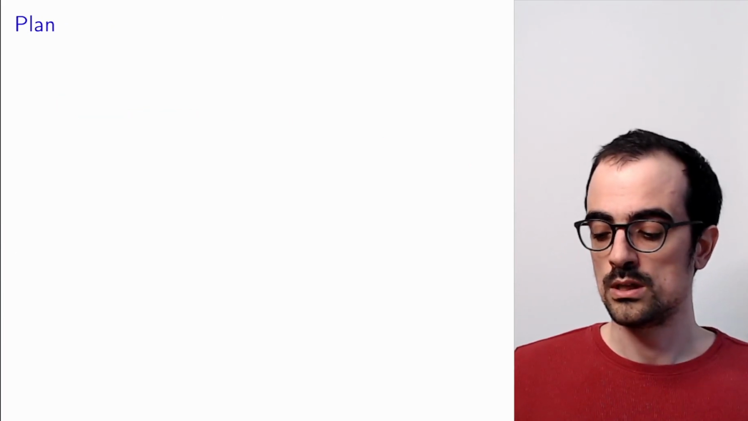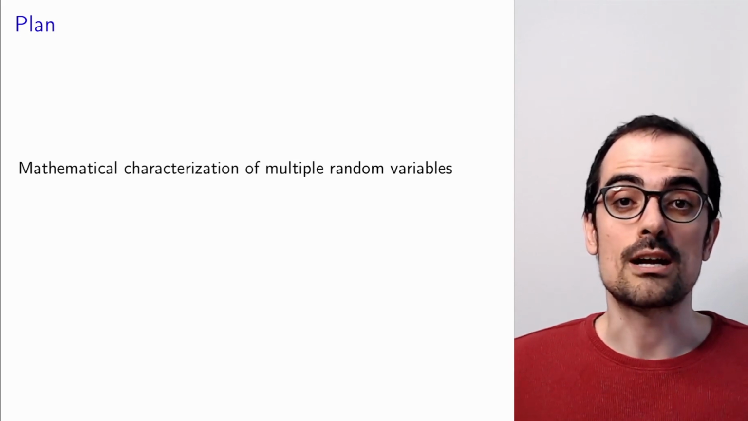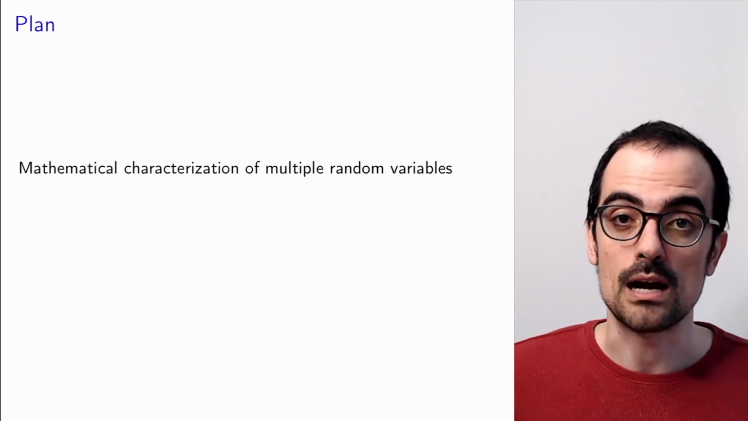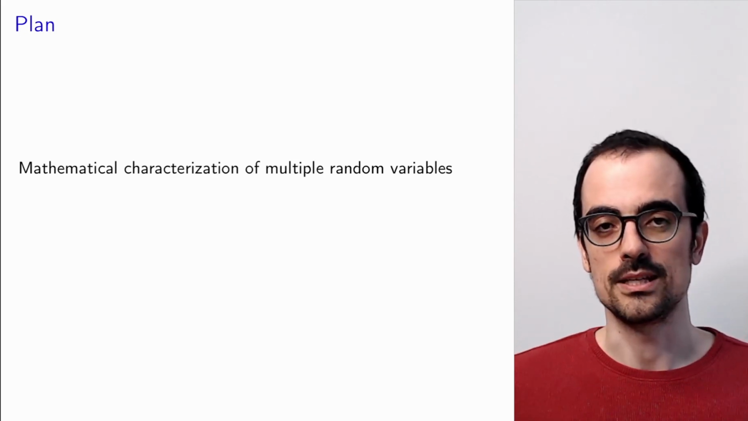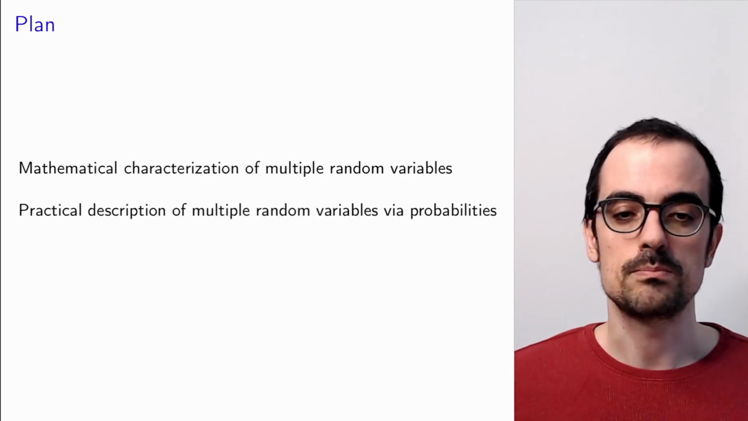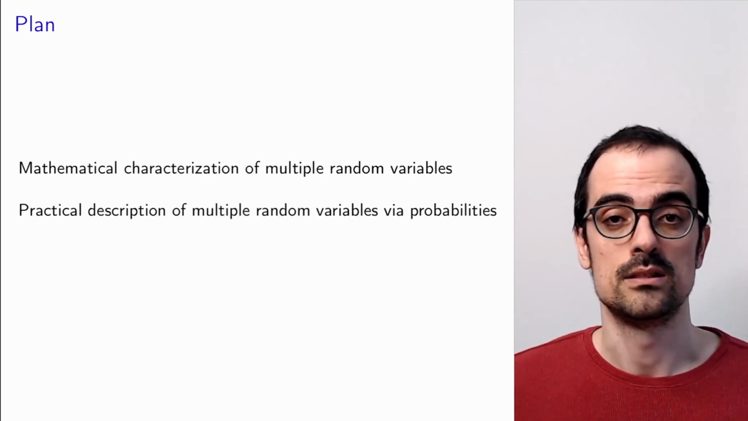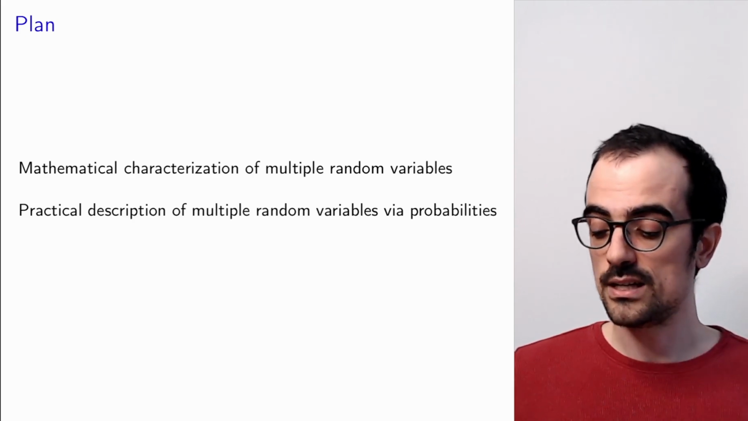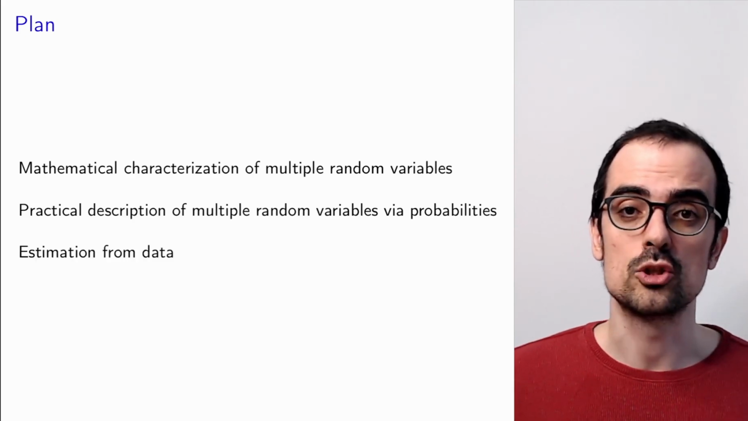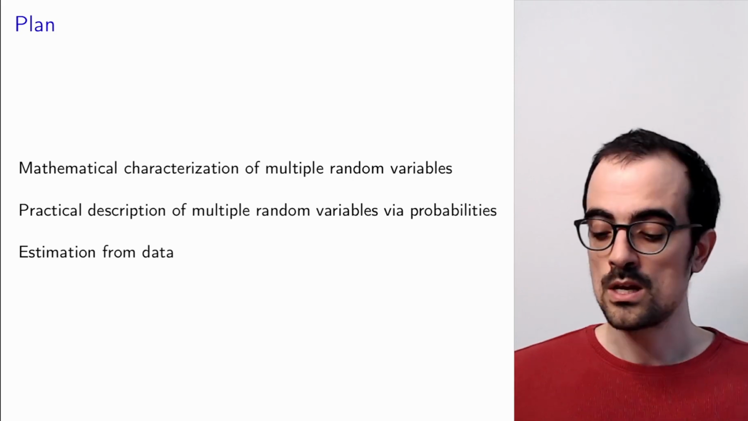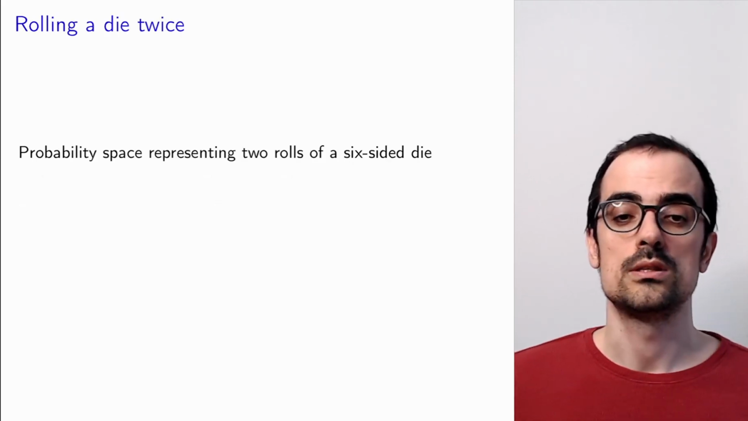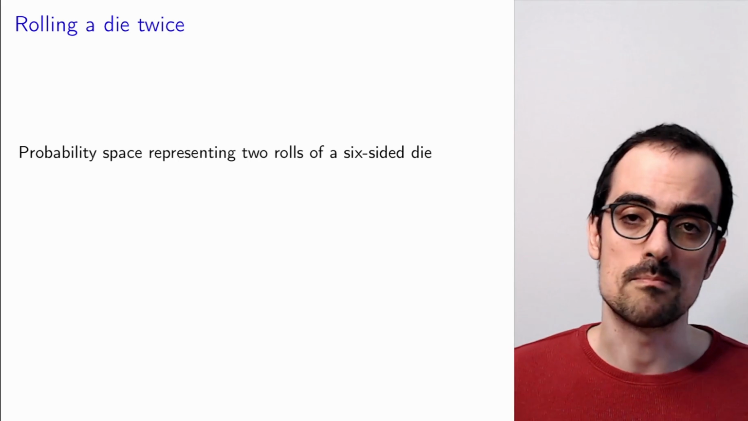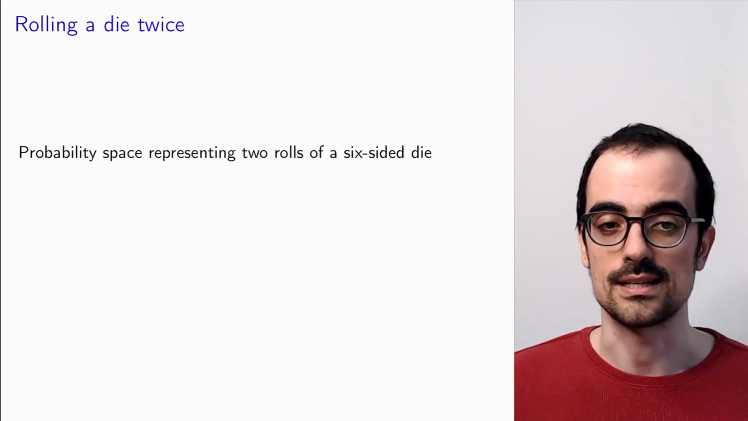All right, so what's the plan here? We're going to define the mathematical characterization of multiple random variables living in the same probabilistic model. Then we're going to explain how to describe these random variables in practice using probabilities. And finally, we'll explain how to estimate those probabilities from data. In order to introduce the mathematical characterization of multiple random variables, we're going to look at an example.